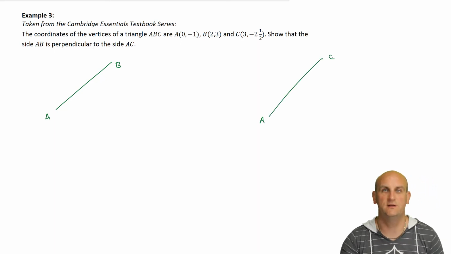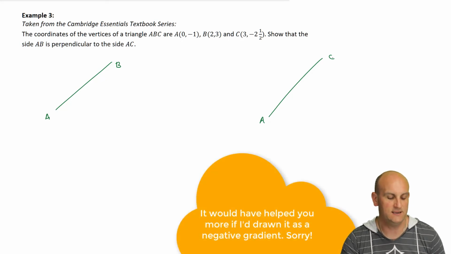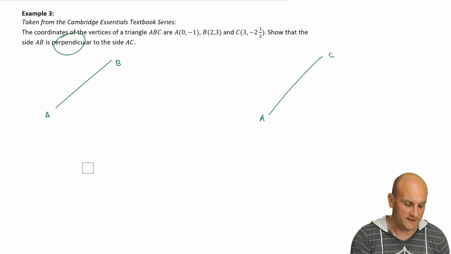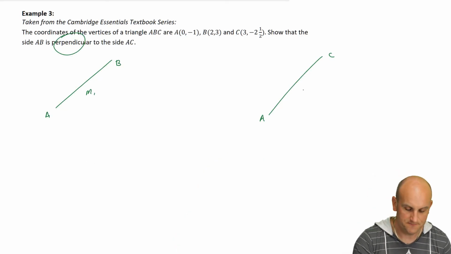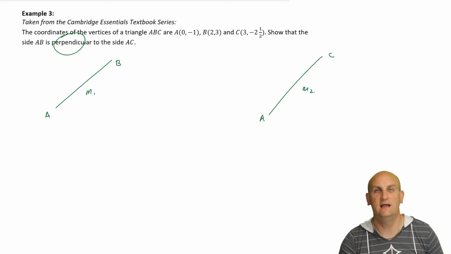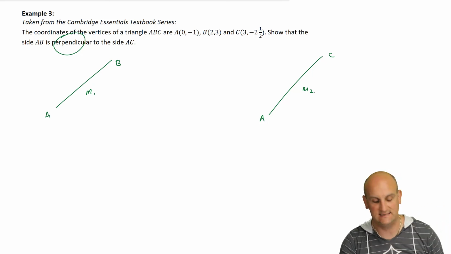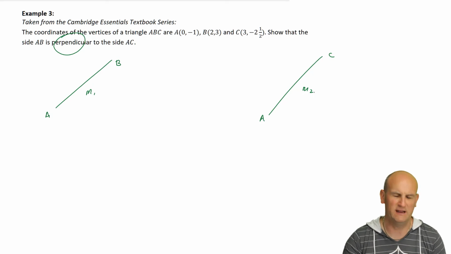Now, you'll notice that I've actually drawn my line both that way. It doesn't really matter at this moment in time, but the idea is that for it to be perpendicular, I'm talking about gradient. This question is basically saying find the gradient of AB, find the gradient of AC, and just check that the first one is equal to the second one flipped and negated. So let's do that.